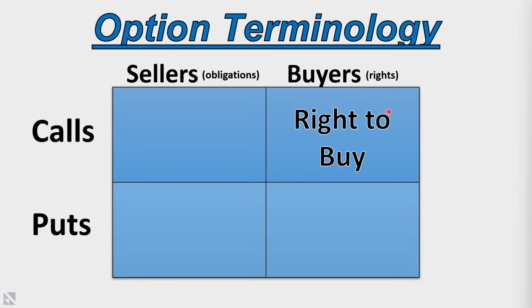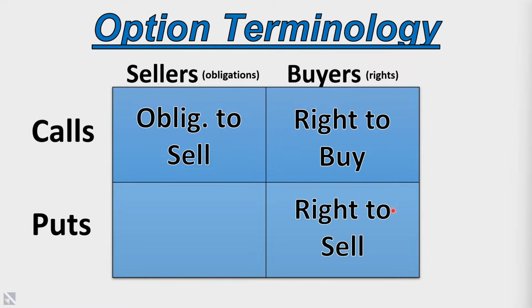First layer is understand that the buyer of a call has the right to buy the stock, which means the seller of the call is the other side of that, which is they would be obligated to sell the stock if the buyer chooses to exercise his rights. See how they go together? And then down here with the puts, the buyer of a put also has rights, but they have the right to sell a stock, which means the seller of the put is the flip side of that, obligations to buy the stock if the buyer chooses to exercise his rights.